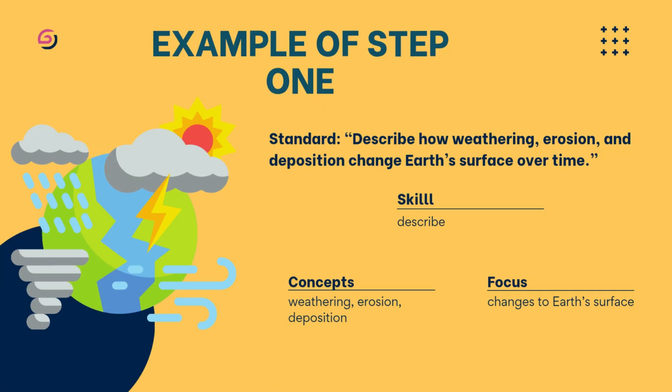Here's a real example from a third grade classroom. The standard says, describe how weathering, erosion, and deposition change Earth's surface over time. The verb here is describe. So we know students need to explain or give details. The content includes 3 Earth processes and how they affect landforms. Just by identifying those parts, you already have a better sense of what your lesson and assessment should focus on.